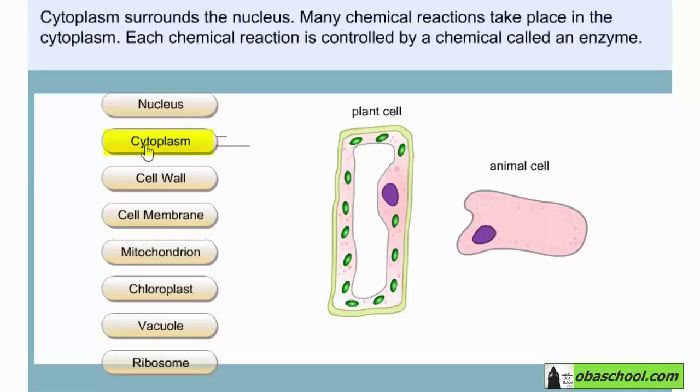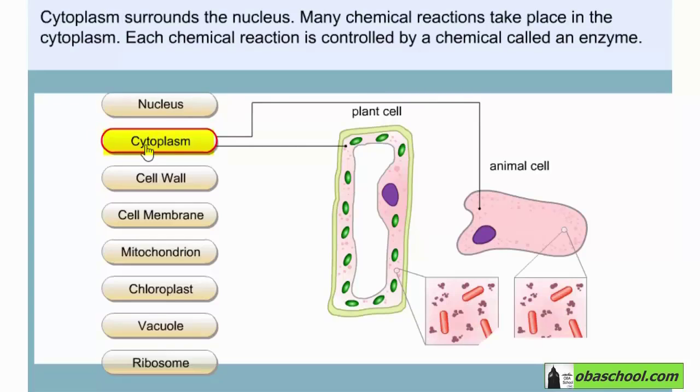Cytoplasm is the fluid that surrounds the nucleus. It is the medium in which chemical reactions take place. Each chemical reaction is controlled by one chemical or more called an enzyme.